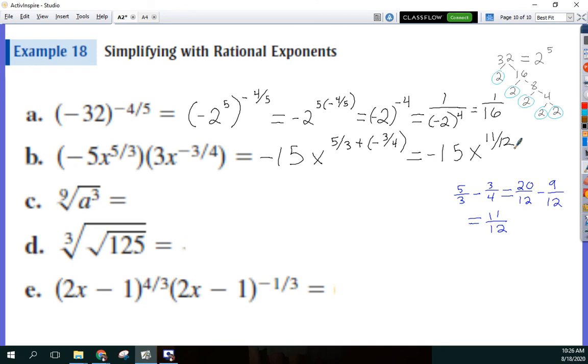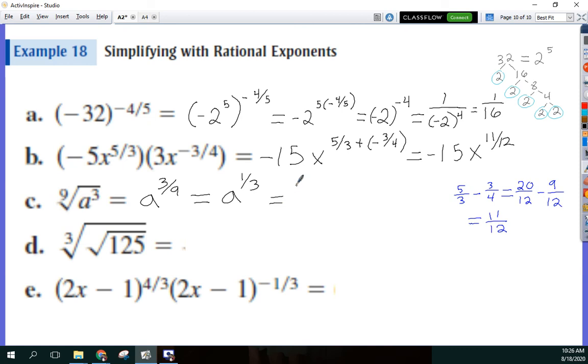Now, looking at part C, I have the 9th root of a to the 3rd. Now, looking at that in radical form, that does not simplify. However, if I were to switch that to a rational exponent, my 3 is my exponent, so it becomes my numerator. My 9 is my index, so it becomes my denominator. Well, now notice that I have 3/9, which can be simplified, so I would end up with a to the 1/3.